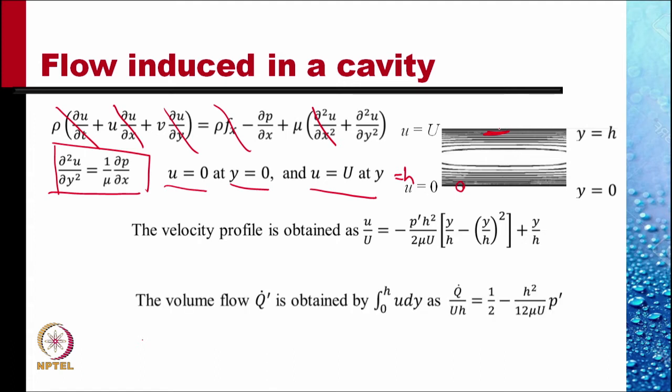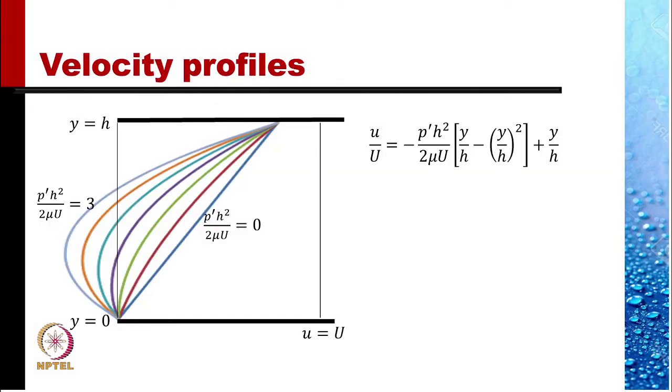The volume flow rate q prime is obtained by integrating u dy from 0 to h, and this is obtained as q dot by Uh is equal to 1/2 minus h square by 12 mu U into p prime. This is 0. And so we can evaluate p prime.